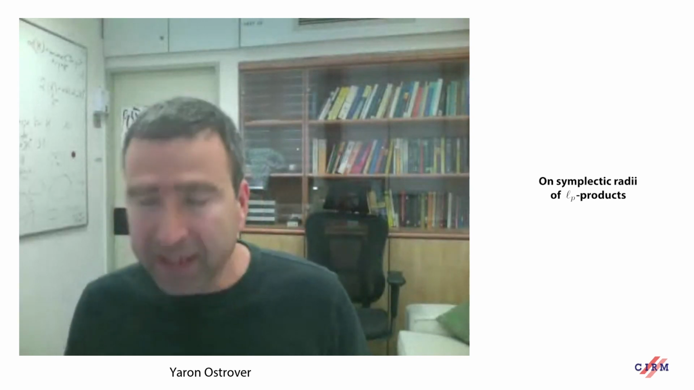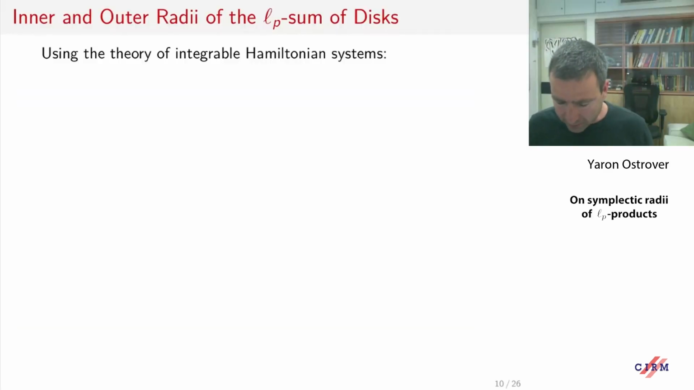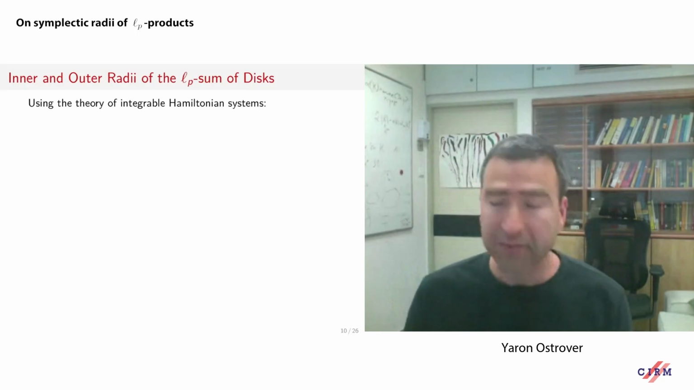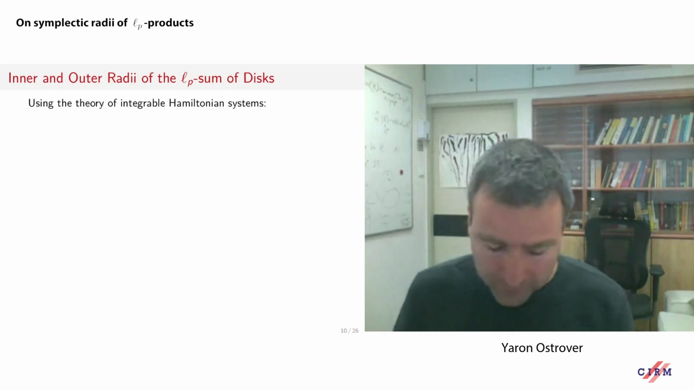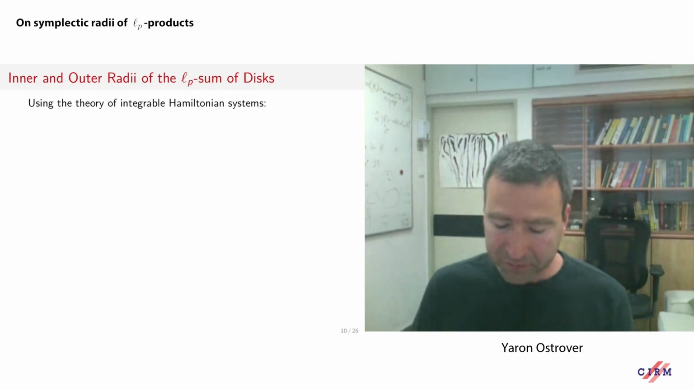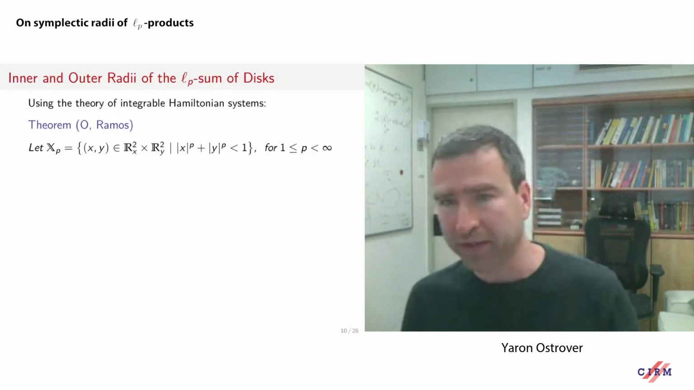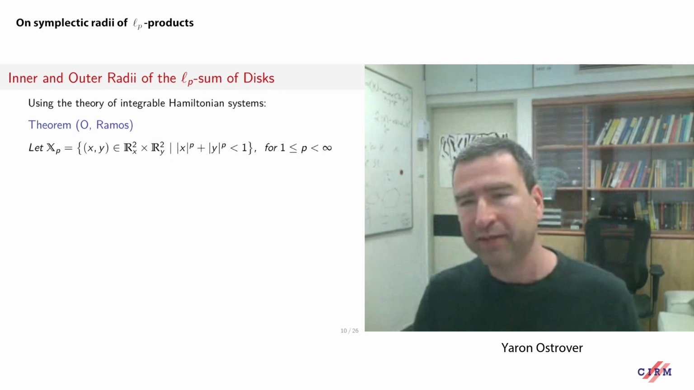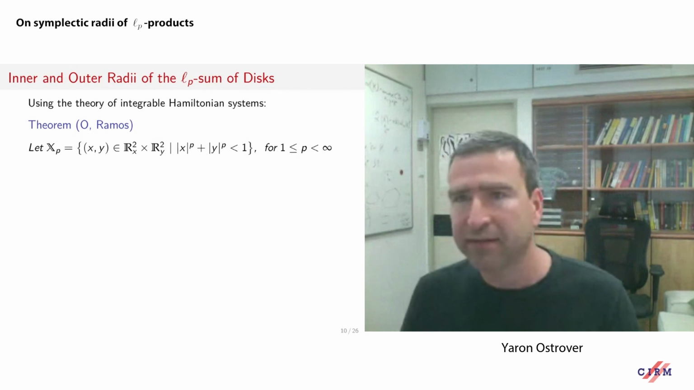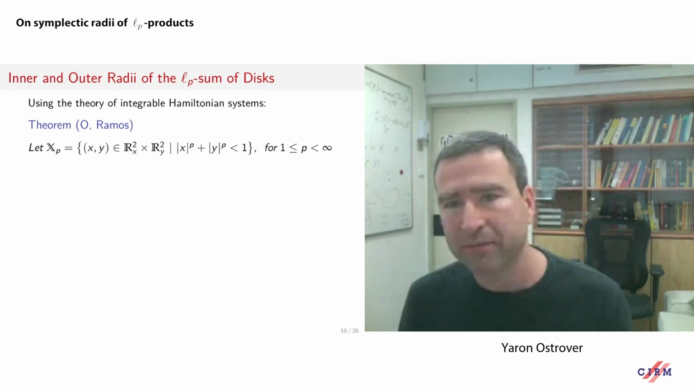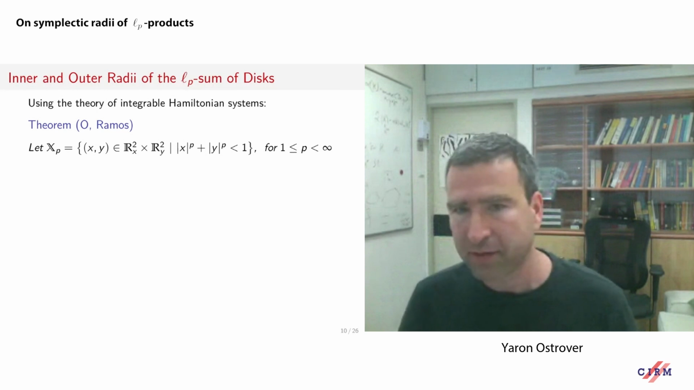And we want to study the symplectic embedding question in this particular example. So I can start with describing what can be said about this particular example. And using the theory of integrable Hamiltonian systems, we can prove the following thing. X_P is what I just said, this P sum of two disks.